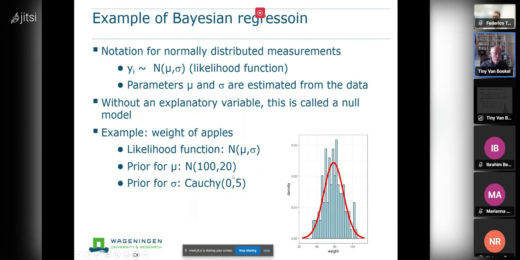But the important part for the prior for the standard deviation is that it cannot be zero. That's why it has a zero here. It means that it is limited at zero.